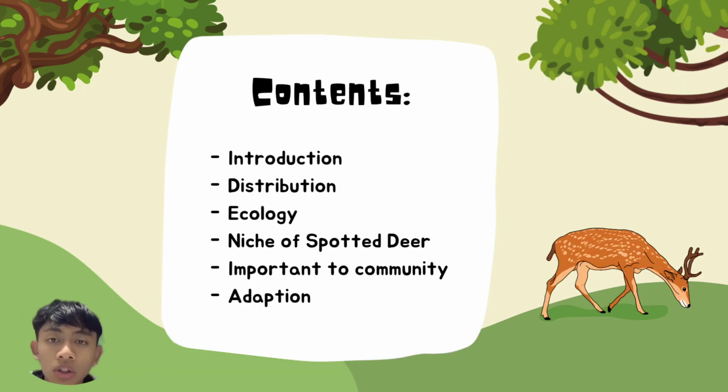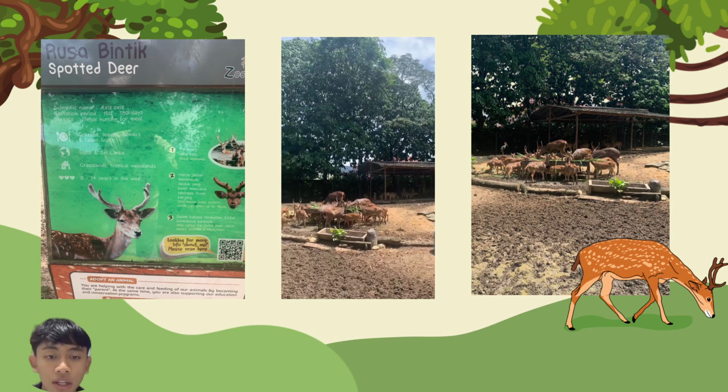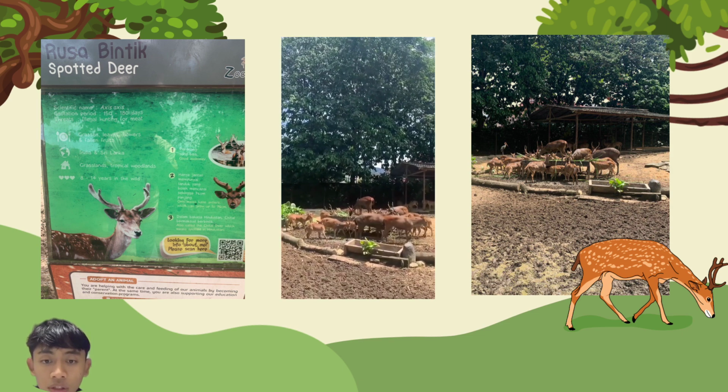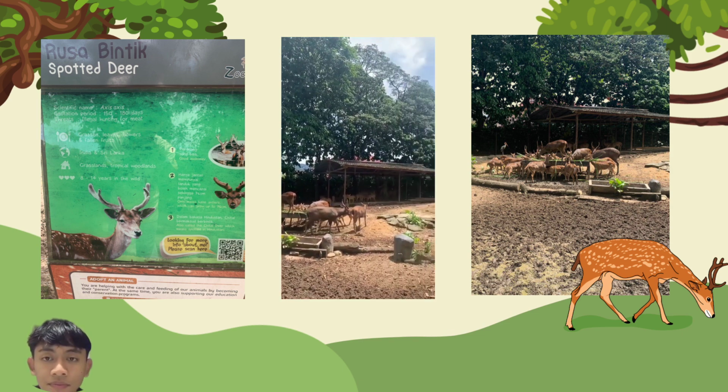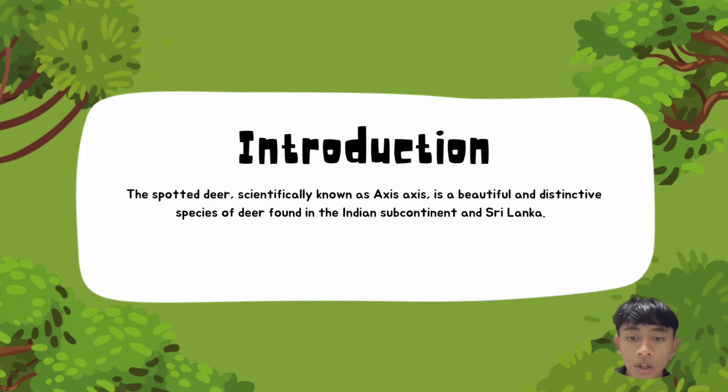So here is our content. We have introduction, distribution, ecology, niche of spotted deer, importance to community and adaptation. Here are the pictures that we took at the spotted deer location, and you can see the video that we recorded. Here are the pictures. So the introduction about the spotted deer.